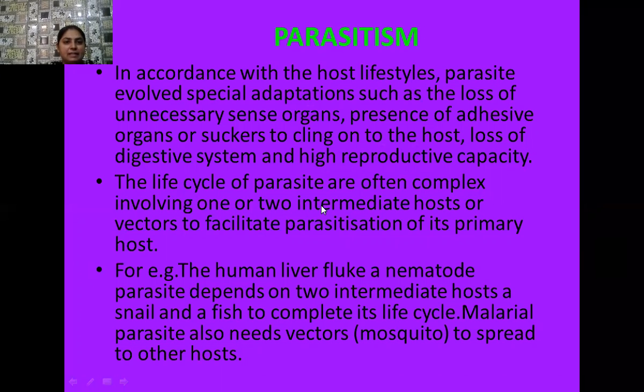Okay, students, the life cycle of a parasite is quite complex, and sometimes it involves one or two intermediate hosts or vectors to facilitate the parasitization of its primary host. Here I want to give you the example of the human liver fluke, which is technically known as Fasciola hepatica. It depends upon two intermediate hosts, one is a snail and another is a fish, to complete its entire life cycle. Then the malarial parasite, known as Plasmodium, also needs a vector, the Anopheles mosquito, to spread the disease to the other host. So human here is the primary host, and the Anopheles mosquito acts as the vector for the spread of this malarial parasite, Plasmodium.